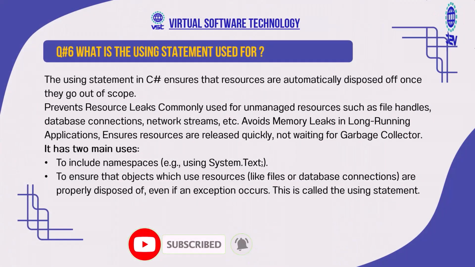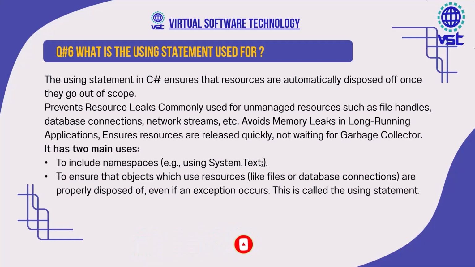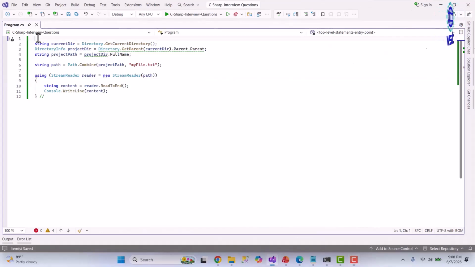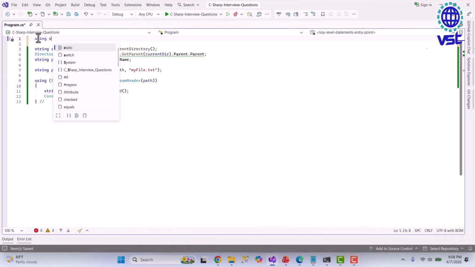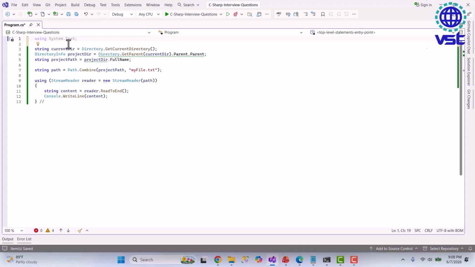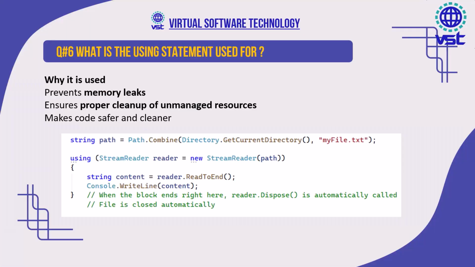The using statement prevents resource leaks. Commonly used for unmanaged resources such as file handles, database connections, network streams, etc. Avoids memory leaks in long-running applications. Ensures resources are released quickly, not waiting for the garbage collector. It has two main uses. Let us flip to Visual Studio. First, to include namespaces like using System.Text. Second, to ensure that objects which use resources like files or database connections are properly disposed of, even if an exception occurs. This is called the using statement.